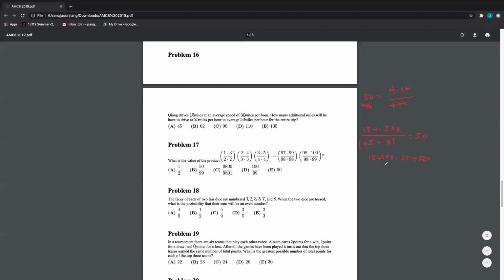Subtracting 50x from both sides. And then subtracting 15, we have 5x equals 10. That means x is 2. Okay, well, 2 is not an answer. So we reread the problem. We need to know how many extra miles. So we just multiply by 55 because 2 hours at 55 miles per hour, that's 110 miles.